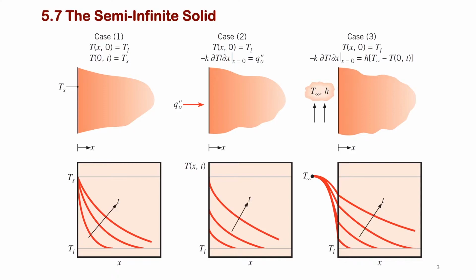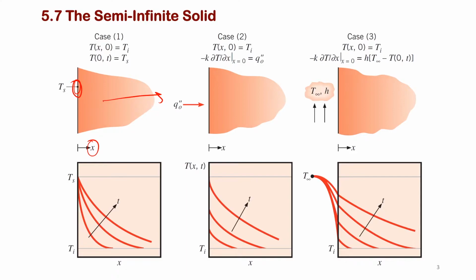Before we do any analysis, I would like to just show you different types of geometries that you can encounter with this semi-infinite solid type of problems. So there are three cases. In case 1, we have a semi-infinite object that is extending infinitely in x direction, and the boundary condition is Ts. The surface temperature is fixed, it is given, it is Ts.